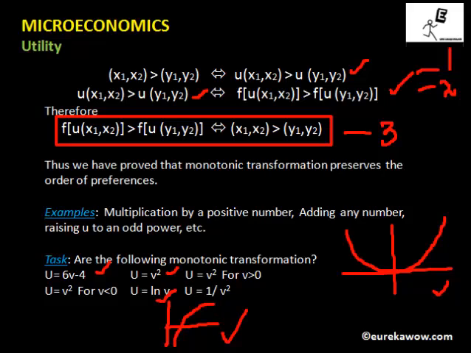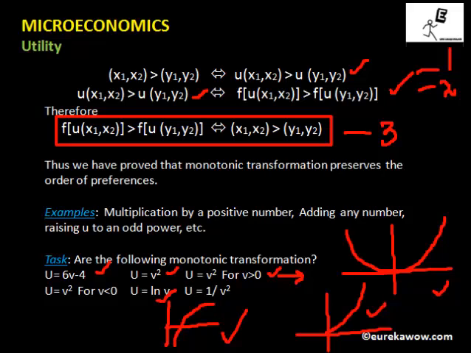If it is a decreasing function, then it will be a negative monotonic transformation. Now if we talk about this case, u is equal to v square for v equal to 0. So we are just talking about the points where v is greater than 0, so this point. We see that for this it is an increasing function, so this represents a monotonic transformation. So u is equal to v square is not a monotonic transformation, but u equals v square for v greater than 0 is a monotonic transformation.